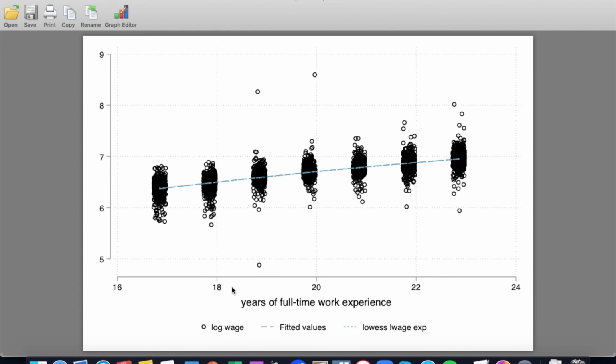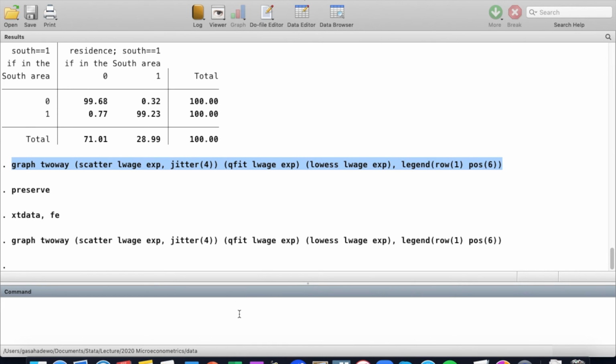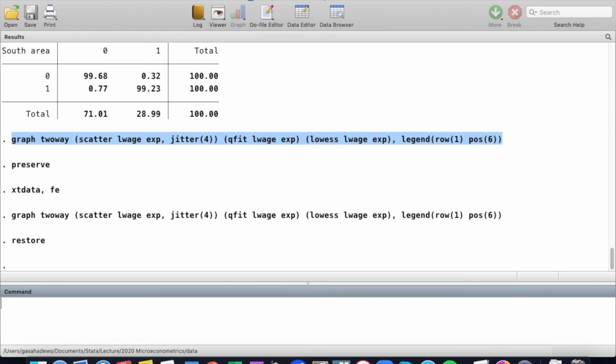In this particular case, as we can see, the relationship is relatively linear to our eyes, but we're going to see whether the relationship is indeed linear or actually non-linear. Okay, and then let's do restore to get our initial data set back.